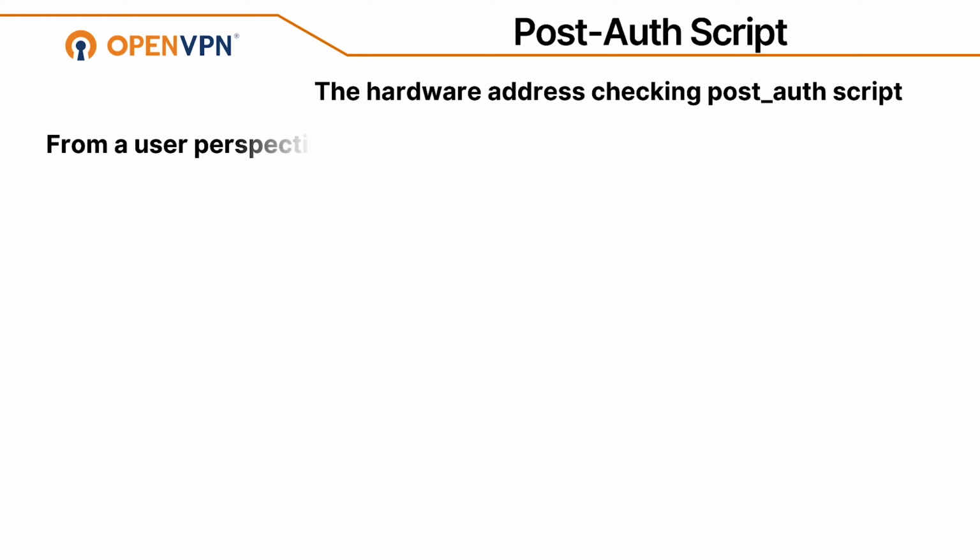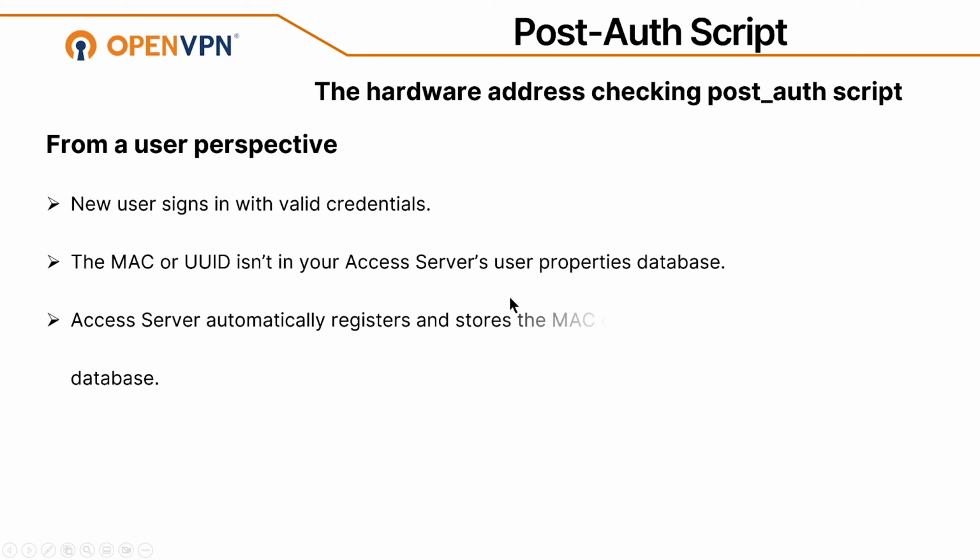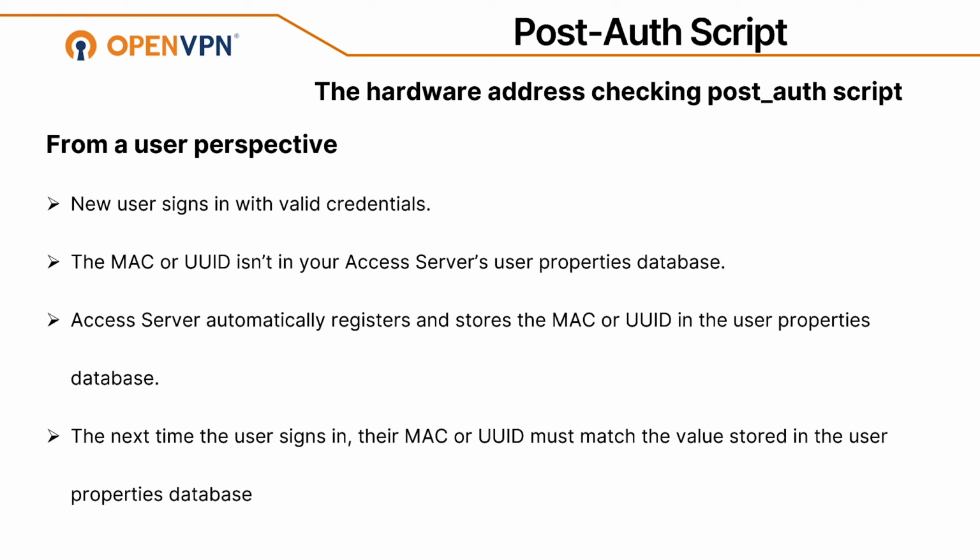Well, from the user perspective, the new user signs in with valid credentials. Obviously, they are new users, so the MAC address isn't in your database or in Access Server's user property database. So Access Server automatically registers and stores the MAC and/or UUID in the user properties database. And then the next time the user signs in, the MAC or UUID must match the value that is in the user properties. Otherwise, the connection is refused.